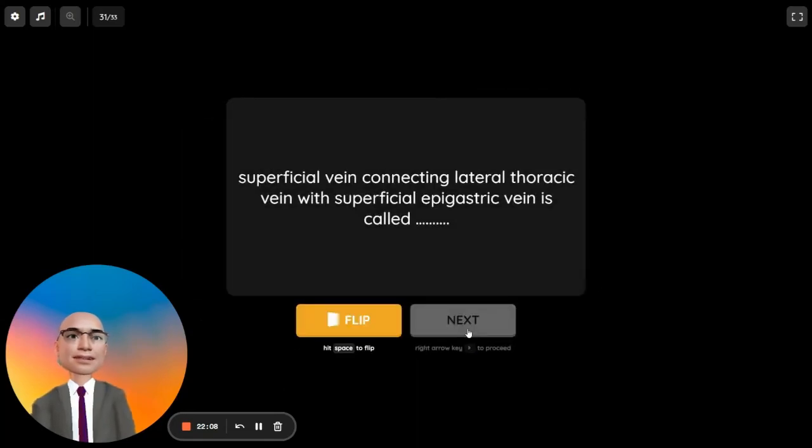Superficial vein connecting lateral thoracic vein with the superficial epigastric vein, as you can see in the question, is called the thoracoepigastric vein. So the name is thoracoepigastric vein.